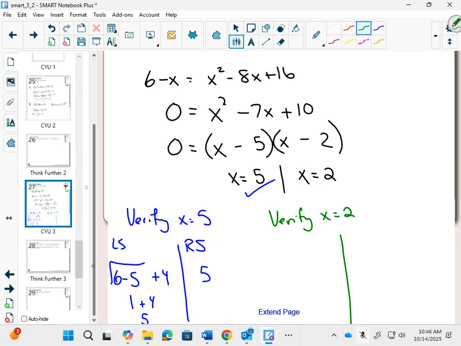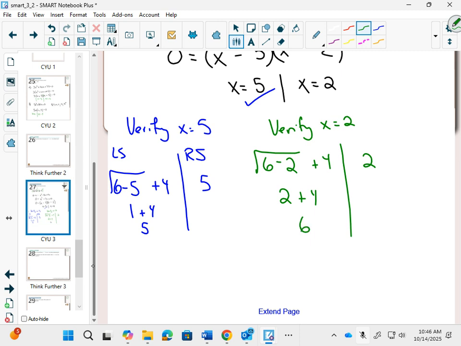Split up my equation again. Square root of 6 minus 2 plus 4, and plug in 2 on this side. 6 minus 2 is 4. Square root of 4 is 2. 2 plus 4 is 6. Is 6 equal to 2?